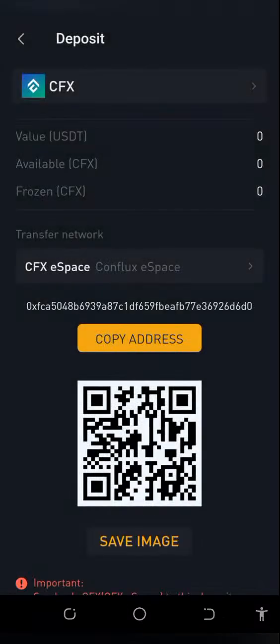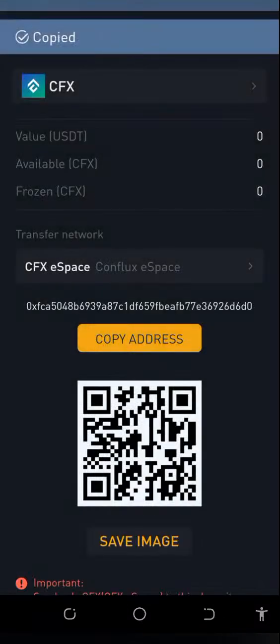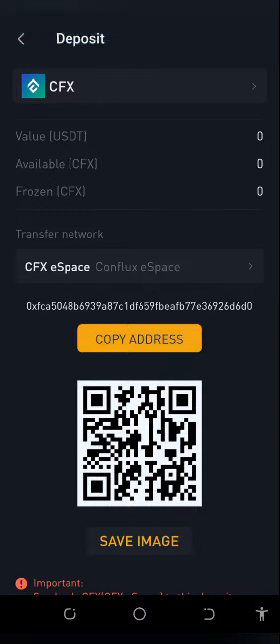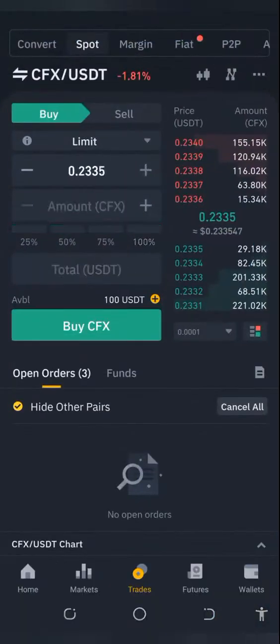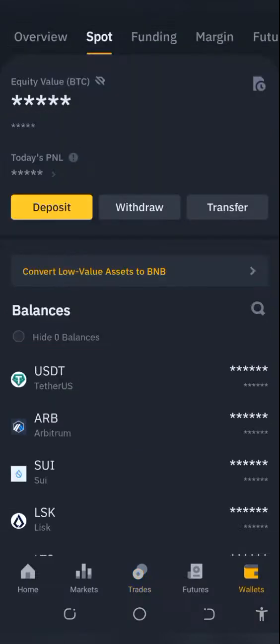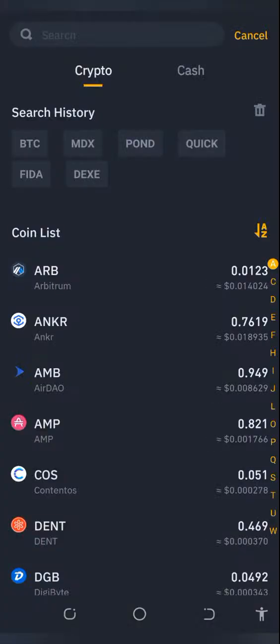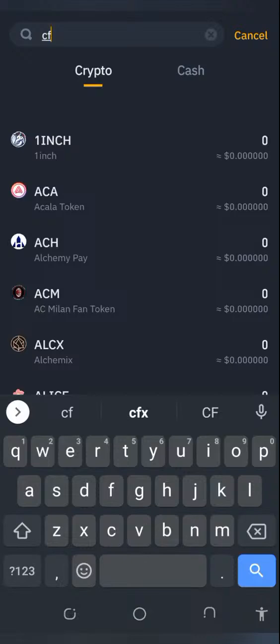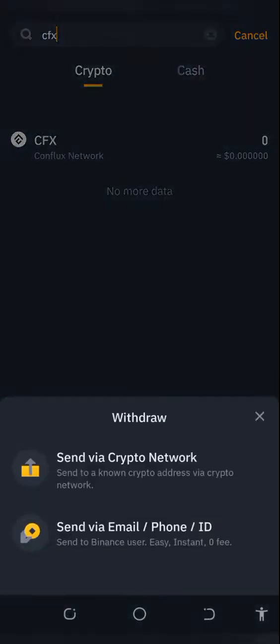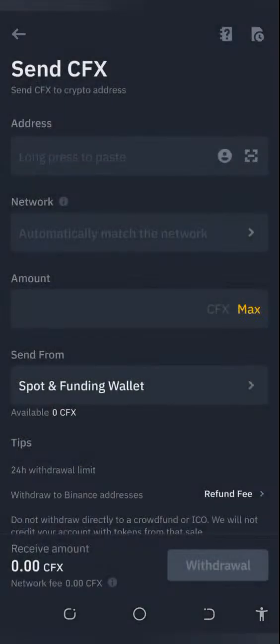I'm going to do a little test to be sure because I'm not even sure which one. I'm just copying this address, right? Well, but before I copy it, let me go and check. Now, what we saw here was Conflux eSpace, right? Okay, so for us to withdraw this, let's just look for Conflux, CFX. All right, Conflux network. So what is it to withdraw it?